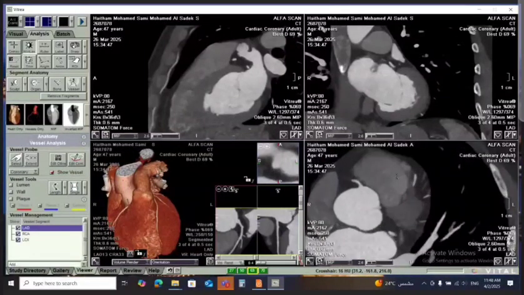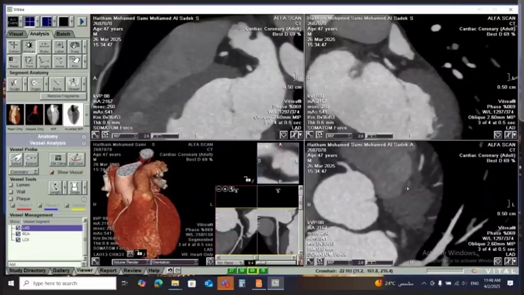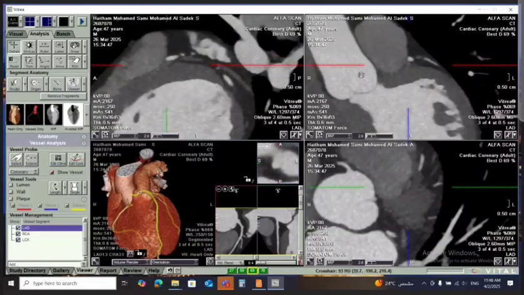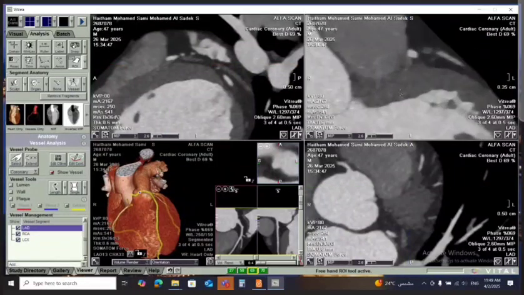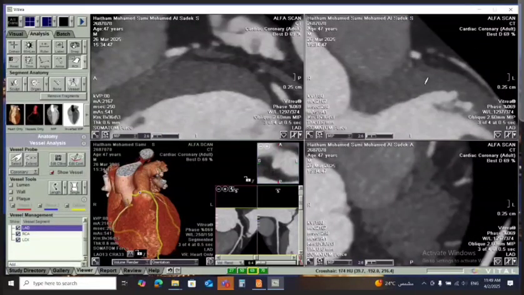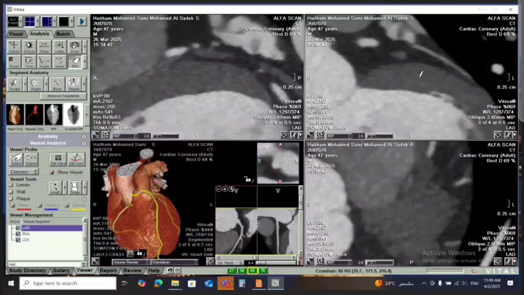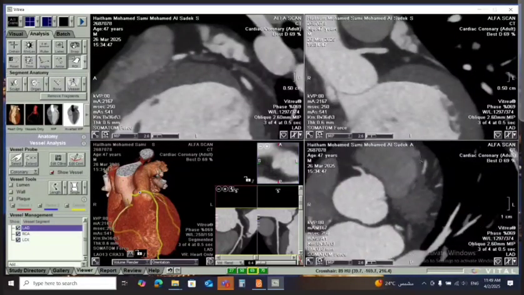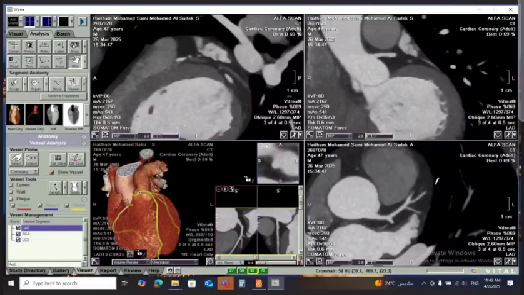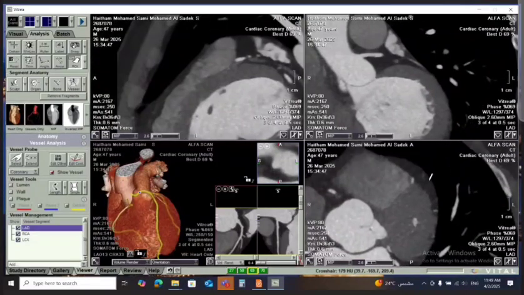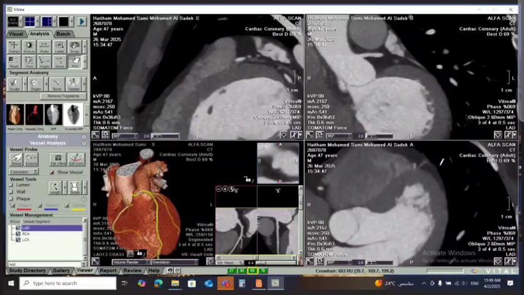Okay. These small branches are the septal perforators. You can imagine this. More appreciated in the coronal image here. Okay. And these are the two large diagonal branches. And here is a third diagonal artery.